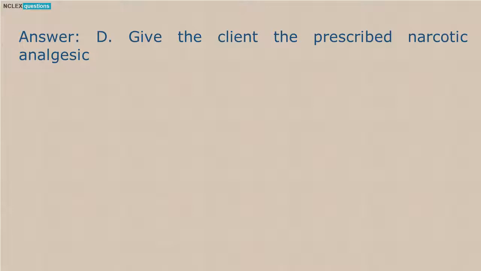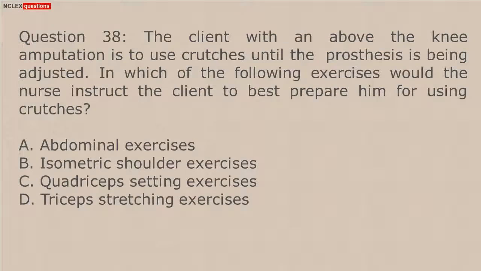Answer, D. Give the client the prescribed narcotic analgesic. Question 38. The client with an above-the-knee amputation is to use crutches until the prosthesis is being adjusted. In which of the following exercises would the nurse instruct the client to best prepare him for using crutches? A. Abdominal exercises. B. Isometric shoulder exercises. C. Quadriceps setting exercises. D. Triceps stretching exercises.